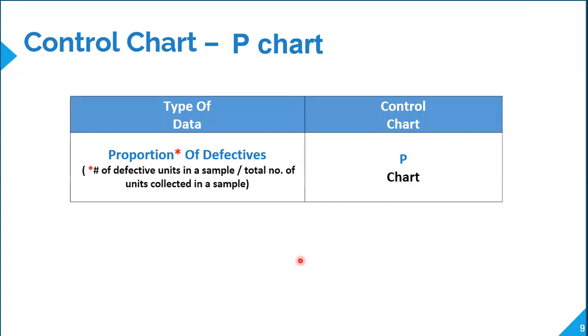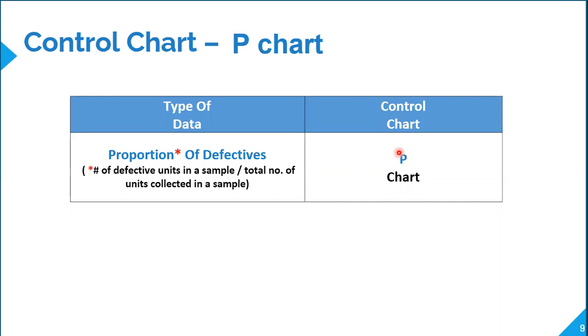Right, so whenever you want to plot a control chart of a proportion of defectives, that is the number of defective units in a sample divided by the total number of units collected in a sample, we will use a P chart. So do remember, we are going to use a P chart for our Six Sigma project deployment, whenever we want to plot a control chart in case of our problem solving exercises.